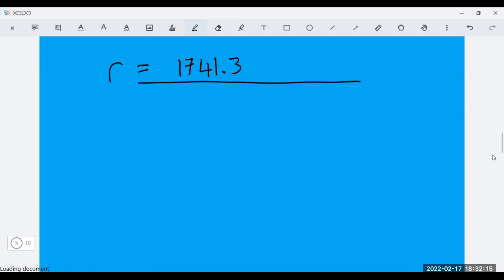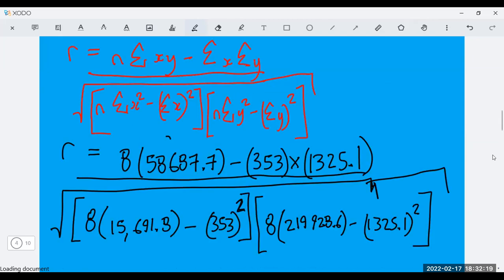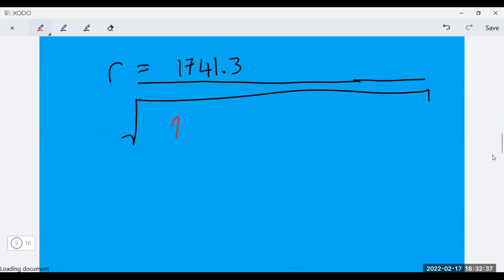That's what you got? Yes, sir. Good. Then now we have the square root of, now we're going to work out this part separate, all right? That part, 8 times 1569.1.8 minus 353 square. Working that out, I get 925.4. Do you get that? Yes, sir.